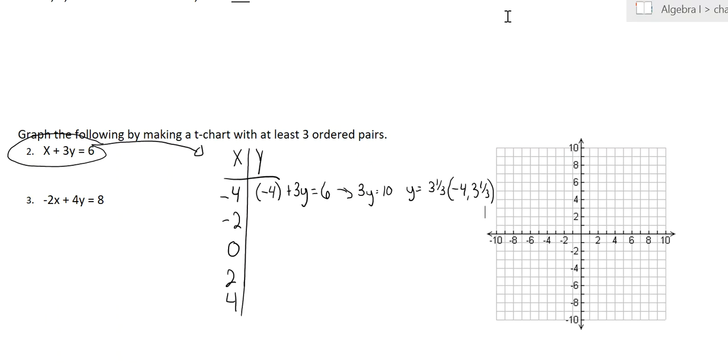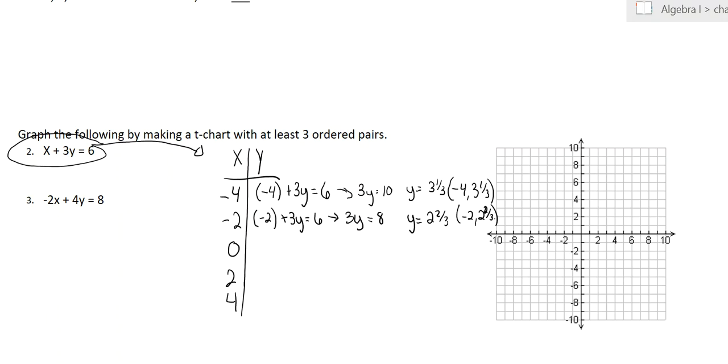I'm going to do that with each of the other ones. I'm going to replace -2 in for x. I'm going to solve for y. 3y now equals 8. Y equals 2 2/3. Now the numbers I didn't pick, you can kind of see here, they're not working out perfectly to give me integers, so you can always kind of think about what numbers will make integers, and we'll talk about that tomorrow when I come in.